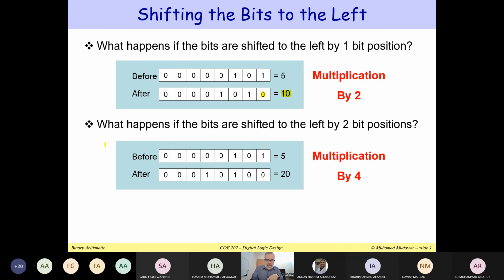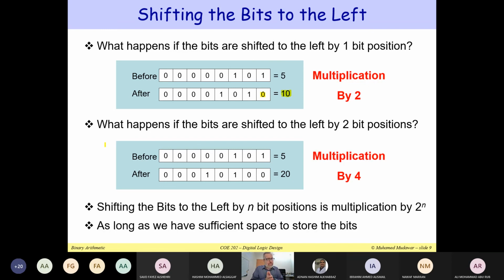So notice that if we shift the bits to the left by n bits, this will be multiplication by 2 to the power n. This is the meaning of shifting the bits to the left. As long as we have sufficient space to store the bits, shifting by n bits is multiplication by 2 to the power n. Remember when I talked last time about multiplication, what we were doing is shifting and adding.